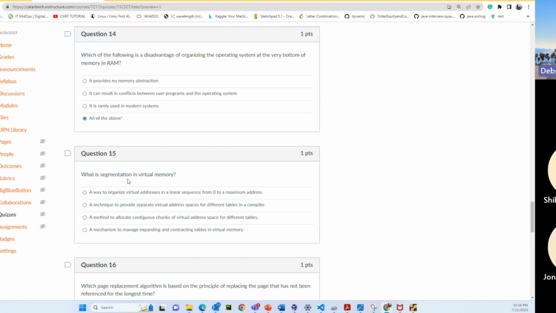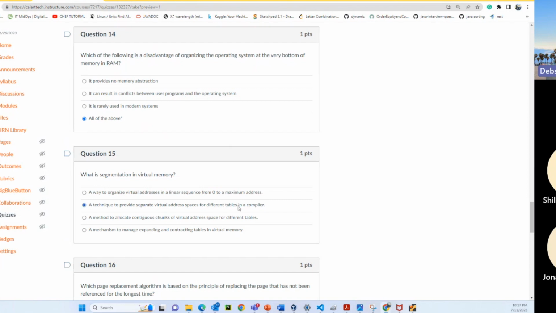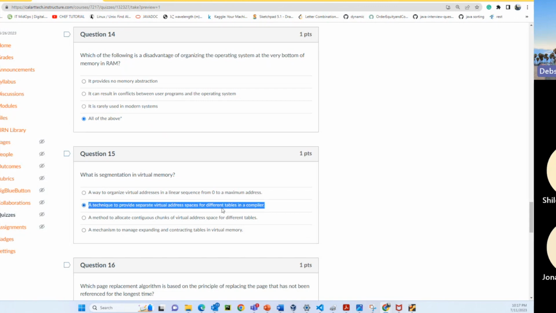What is segmentation in virtual memory? That's important. It is a way to organize virtual addresses, known as the technique to provide separate virtual address spaces for different tables in a compiler. Basically, separate virtual address spaces for different tables. So the second one is the right answer to that.